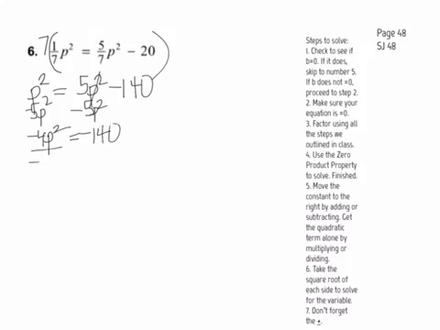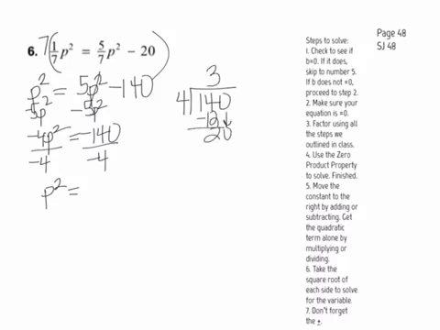I'll divide by -4. P squared is going to equal a positive, of course. How many times is 4 going to 140? 35. So -140 divided by -4 is 35.